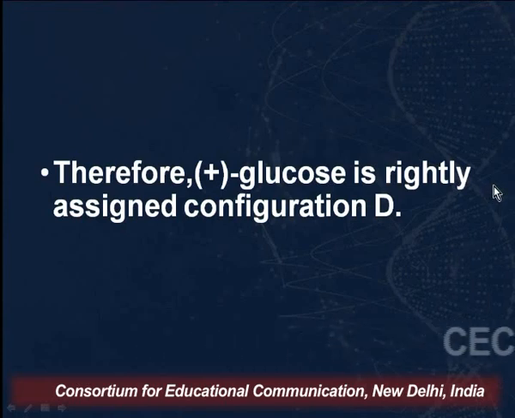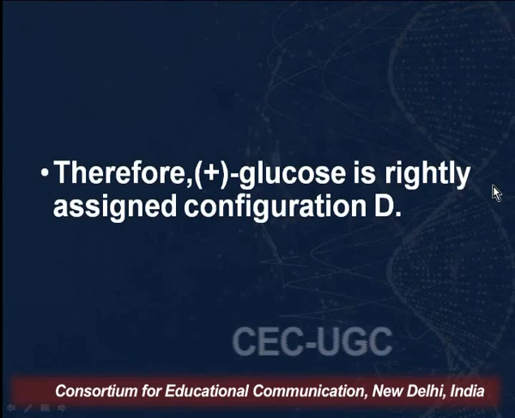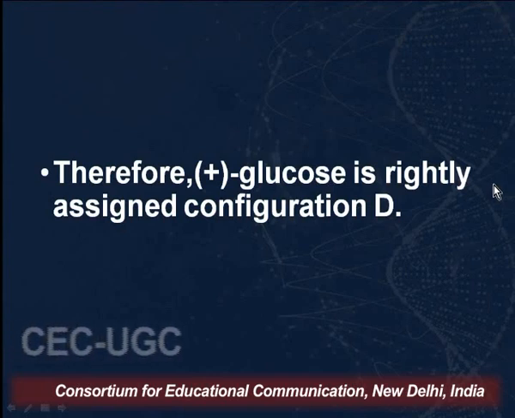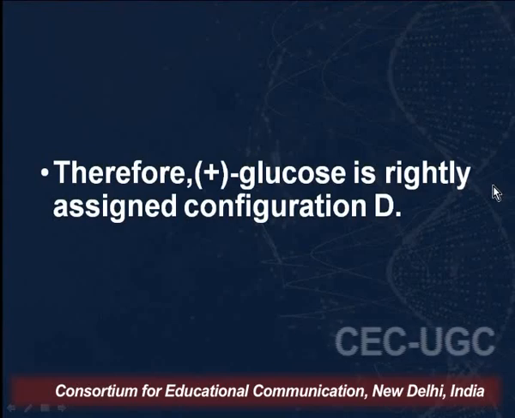So that means now there is no ambiguity. We can call glucose as giving it assignment, as giving it configuration capital D. So now we can conclude therefore plus glucose, which is dextrorotatory, has been rightly assigned configuration capital D, right?